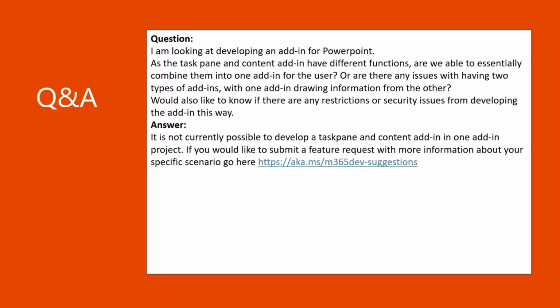Our second question was, I'm looking at developing an add-in for PowerPoint. As the task pane and content add-in have different functions, are we able to combine them into one add-in for the user, or are there any issues with having 2 types of add-ins, with one add-in drawing information from the other? Would also like to know if there are any restrictions or security issues from developing the add-in this way. When it comes to this question, it is currently not possible to develop a task pane and content add-in in one add-in project.